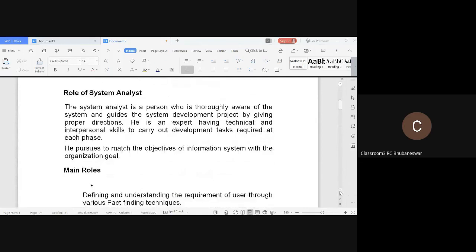So the system analyst is a person who is thoroughly aware of the system, and who can guide the developers and all the members involved in this project. He or she should be an expert with technical knowledge as well as managerial skills. Both should be there, meaning he is an expert in both fields. Now let us see the main roles.